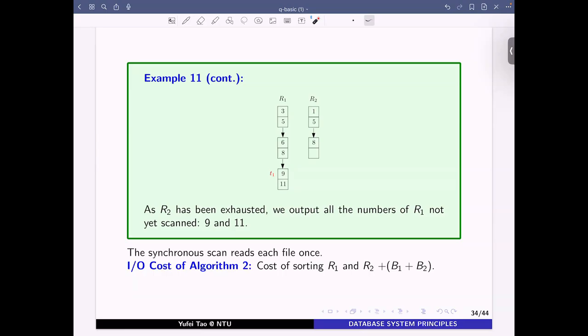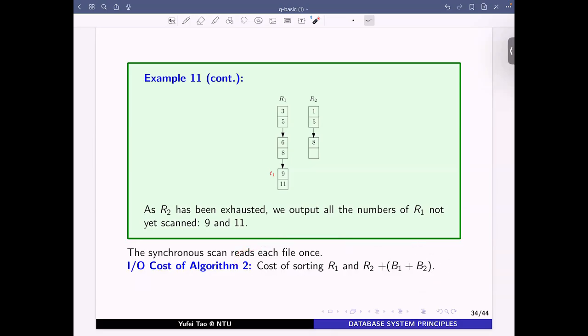So this synchronous scan is a very important idea, and you are going to see it again in some other algorithms to be taught in the course later. It's a very important technique in algorithm design. It's quite obvious that the I/O cost of the synchronous scan is B1 plus B2, since every relation is read once. And you also have to include the cost of sorting these two relations. So if I ask you what is the total cost of the algorithm, this is the answer.